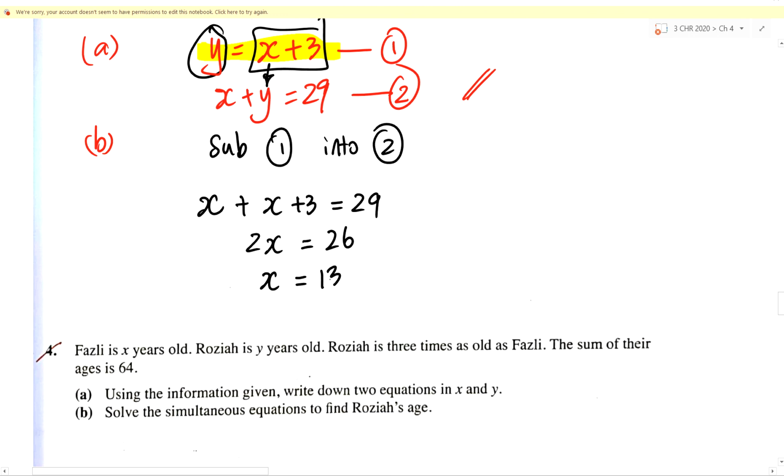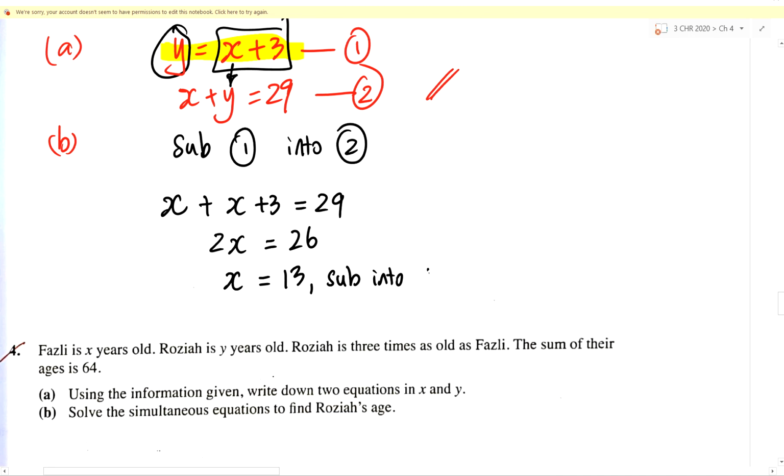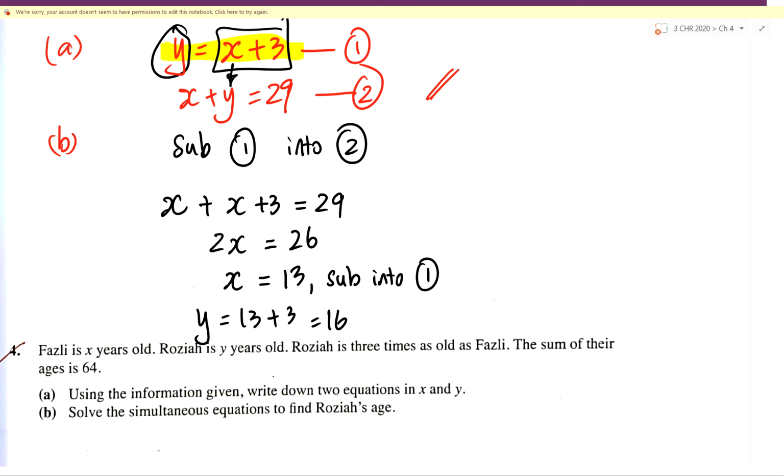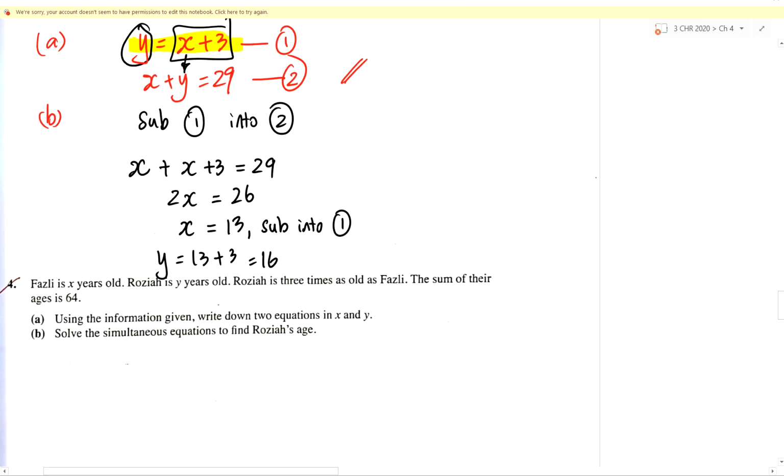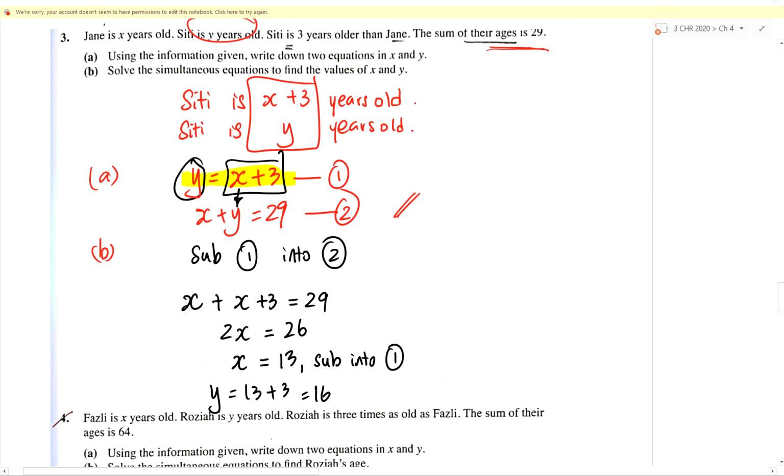Because we did substitution, we are now going to sub into 1. Straight away we will get the answer. Y equals 13 plus 3, which is 16, sorry, thank you. Okay, do a quick comparison. City is 3 years older than Jane. So City is Y. 16 minus 13 is 3. That's correct. 13 plus 3 is 16, correct? And the sum is 29. 16 plus 13, 29, correct? So this is how we shall answer.